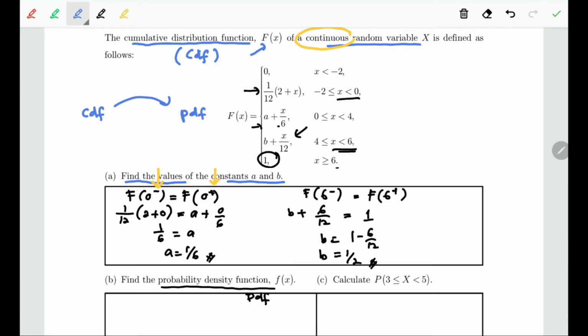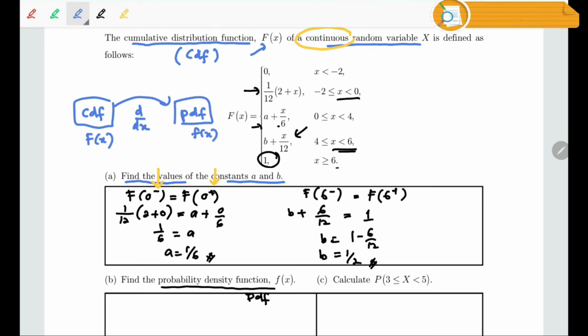So what kind of operation needs to be used here? From the CDF going to PDF, of course we need to differentiate all those CDF functions in order to get the PDF. The CDF, which you can denote as a capital F of x, is given, and the target here is to find the PDF. So we are going to differentiate every single function that is listed here.